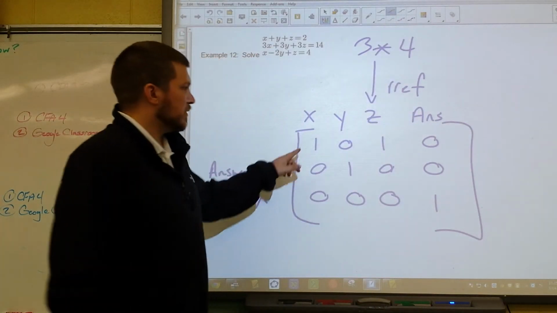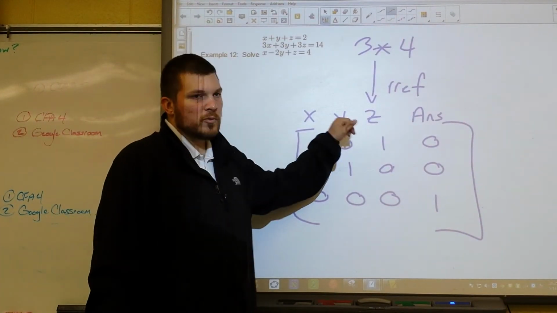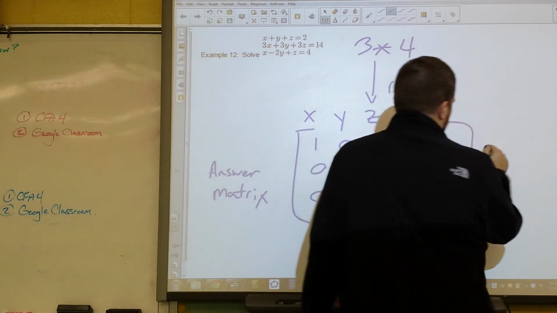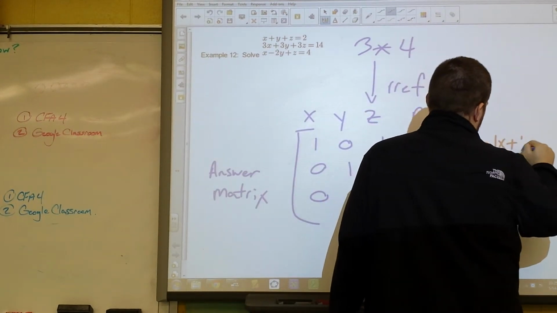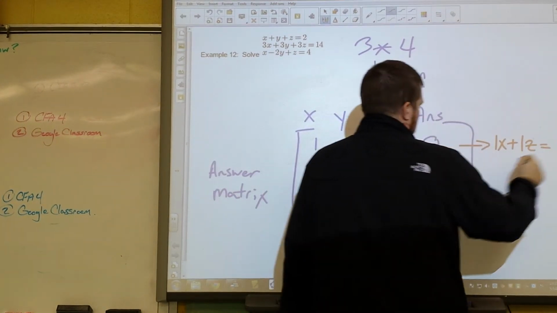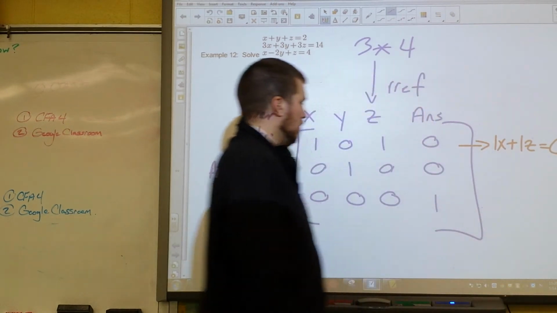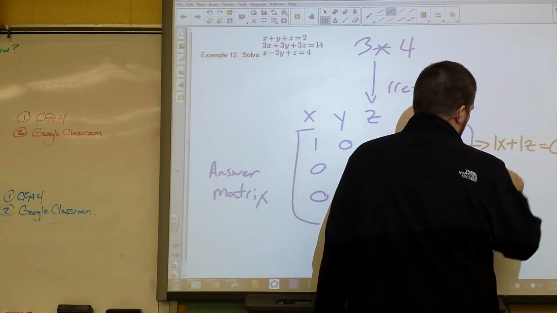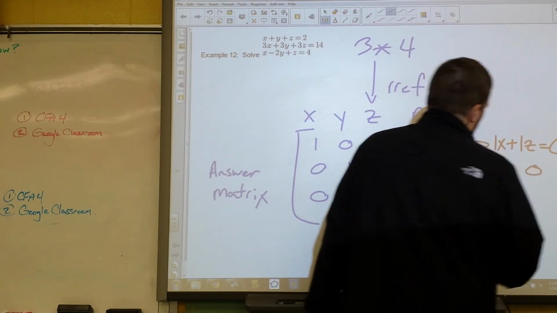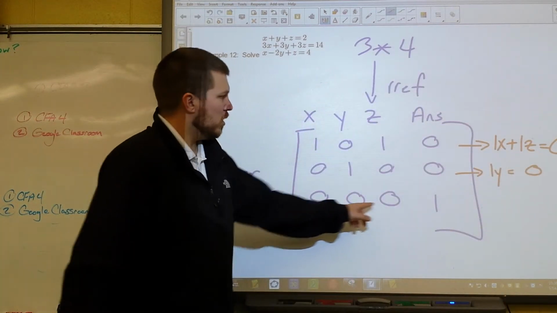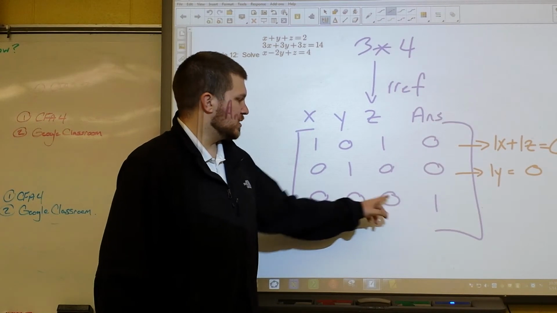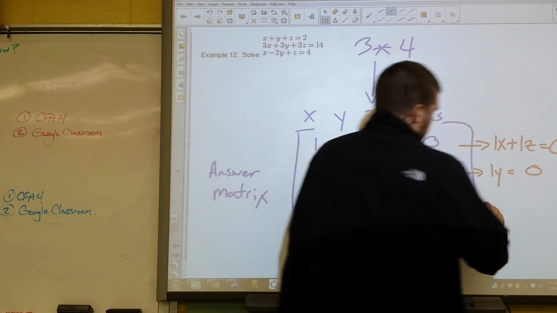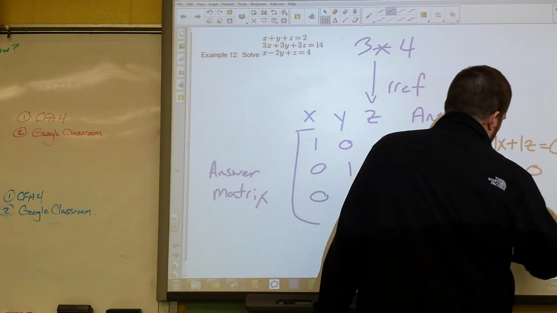All right, well, let's talk about what the first row means. I have 1x and 1z. They're both positive, so this means 1x plus 1z is equal to 0. Here, I have 1y is equal to 0. And down here on the bottom, I have no variables, no x's, no y's, no z's. So 0 is equal to 1.